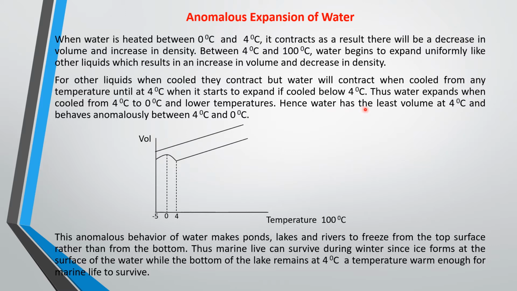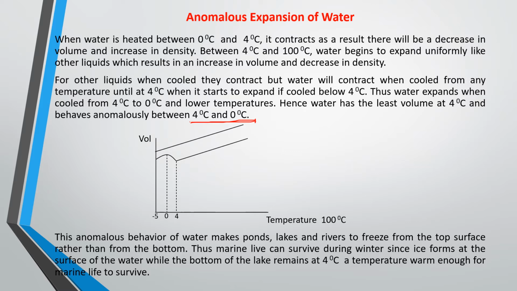Hence, water has the least volume at 4 degrees centigrade and behaves anomalously between 4 degrees and 0 degrees centigrade. So this is a question that I normally ask: between what temperatures does water behave anomalously? Okay, so it is between 4 degrees centigrade and 0 degrees centigrade.